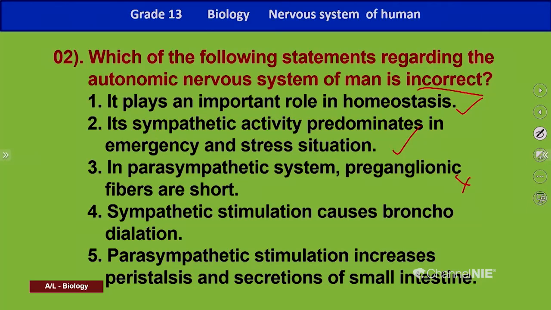Sympathetic stimulation causes bronchodilation is correct. So that is for the emergency situation. Parasympathetic stimulation increases peristalsis, that is the rest and digestion, right, that is correct. So therefore the third answer is incorrect, right.